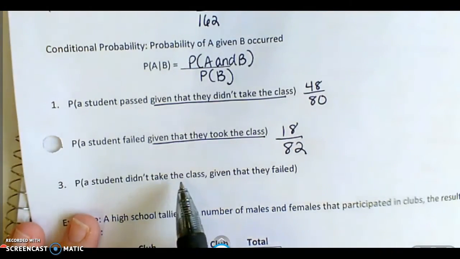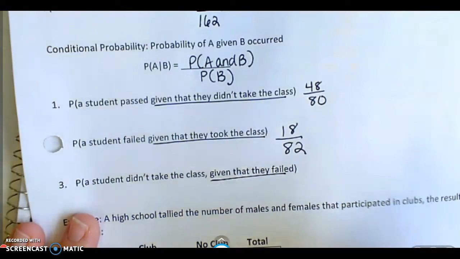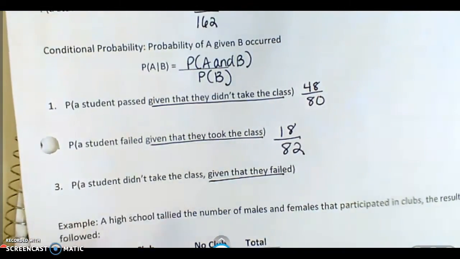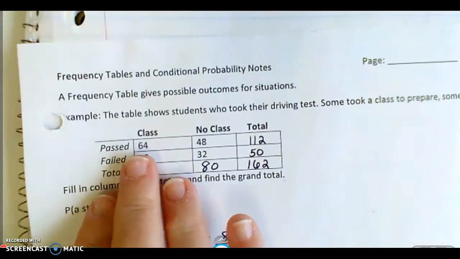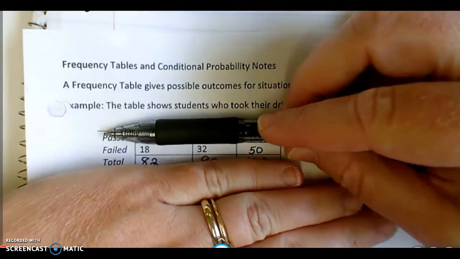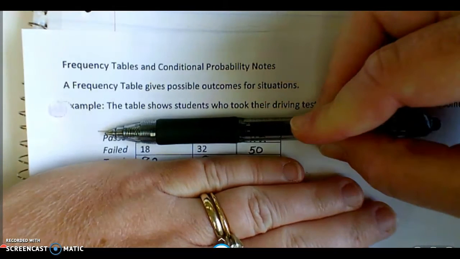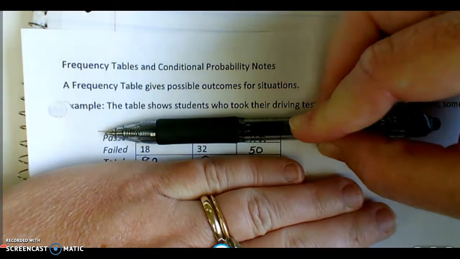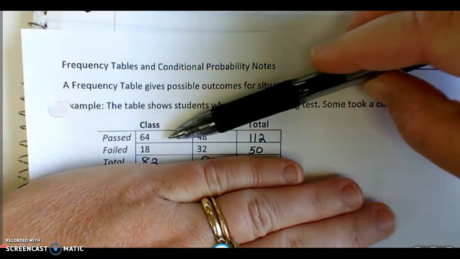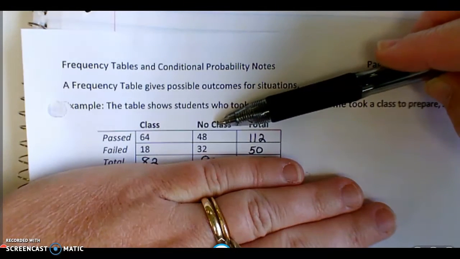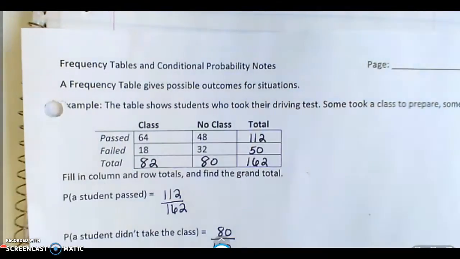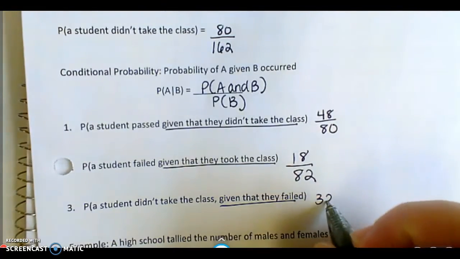Probability a student didn't take the class given that they failed. So we're going to look at the failed part, and then we're going to look at didn't take the class. Alright, failed means I'm only looking at the rows. So sometimes it's a row. Alright, 50 was going on the bottom. And the question said didn't take the class. So didn't take the class would be here. So 32 over our total, which is 50. So 32 over 50.